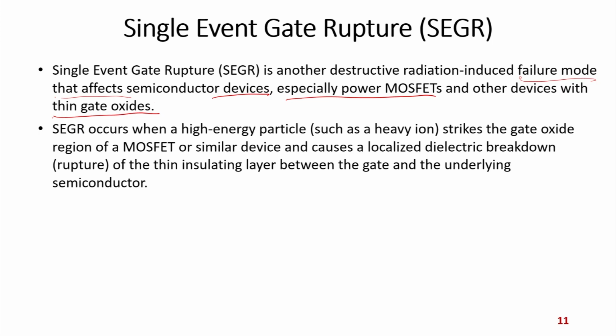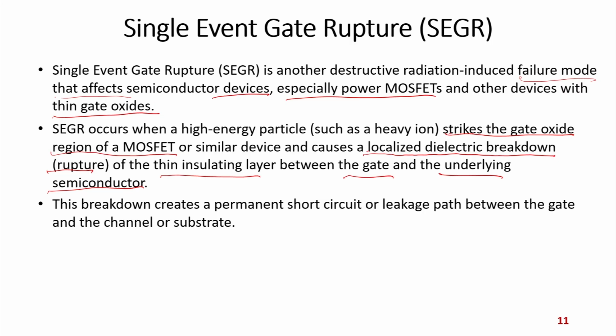So, single event gate rupture occurs when a high energy particle such as a heavy ion strikes the gate oxide region of the MOSFET or similar device and causes localized, this is important, localized dielectric breakdown. This localized dielectric breakdown is the rupture of the thin insulating layer between the gate and the underlying semiconductor, that we have seen in the MOSFET or the CMOS. This breakdown creates a permanent short circuit leakage path between the gate and the channel or substrate.